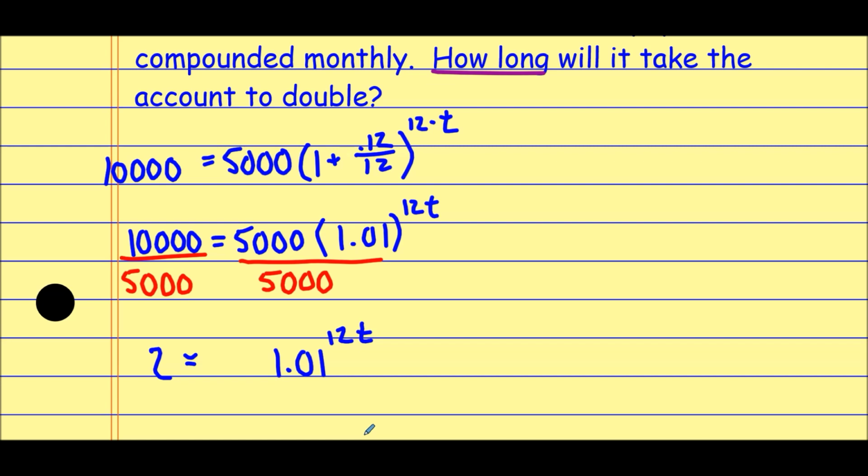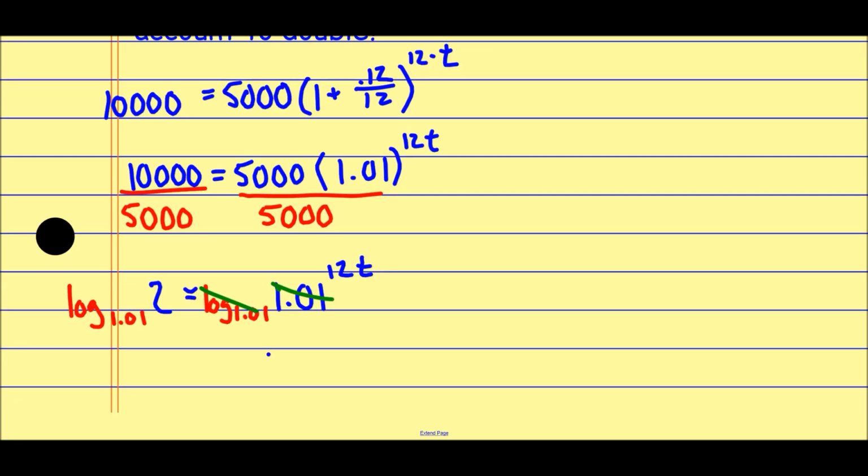But remember, when I only have one thing raised to a power, to undo 1.01 to a power, I take the log base 1.01, because I know those are going to cancel. Whatever I do to one side, I have to do to the other side. And so over here, these cancel out, so I'm left with the 12t. Over here, I literally have log base 1.01 of 2. And now to solve for t, I divide each side by 12. And again, this becomes a job for my calculator.